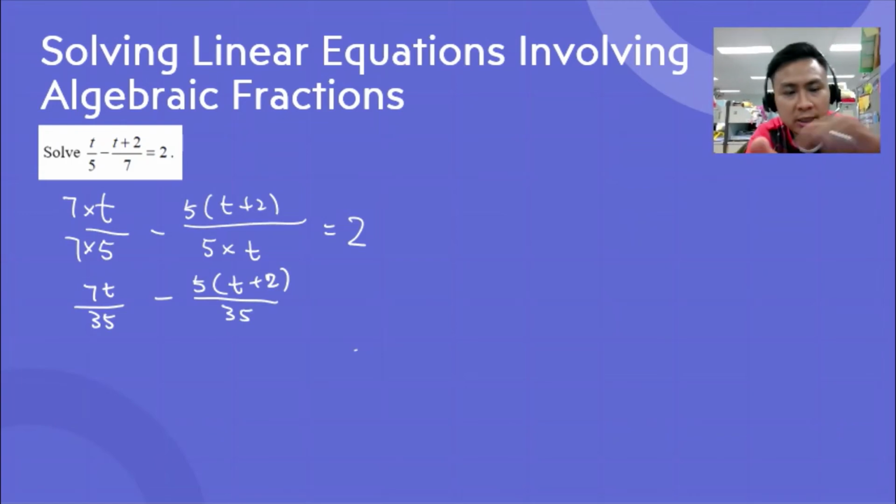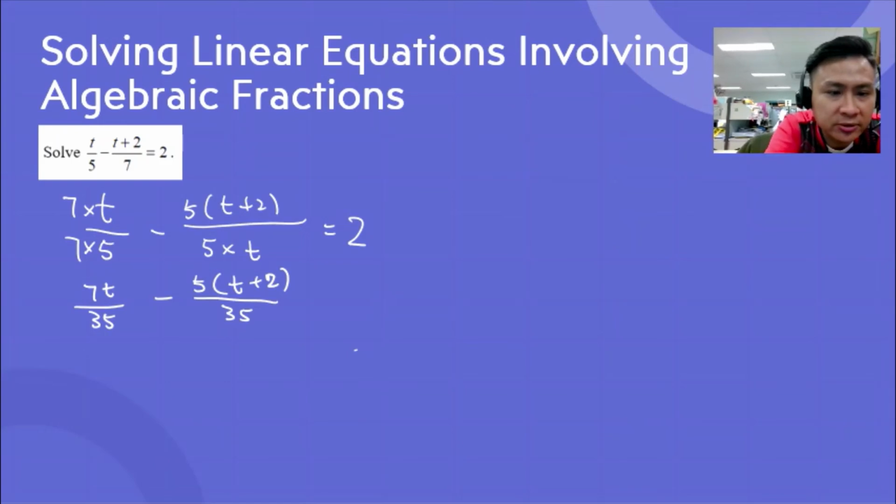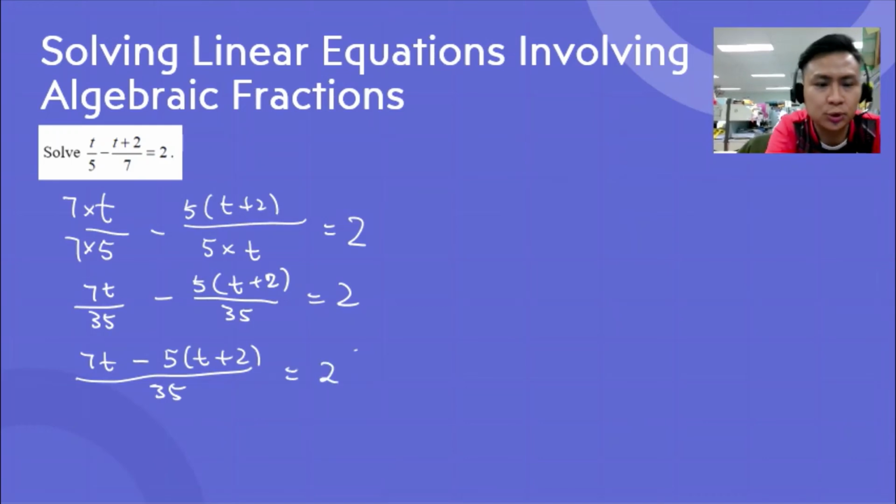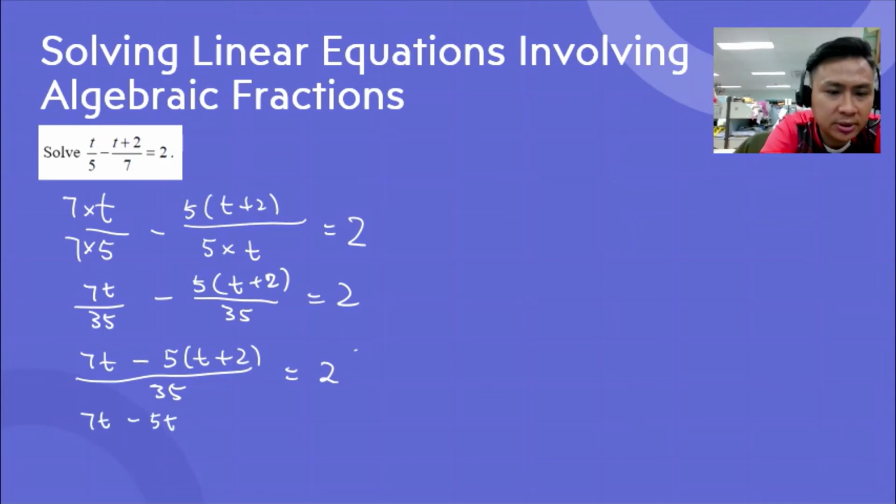Okay, so to combine the fraction, we will just copy everything we see. Alright, so numerator is 7t. Okay, minus, we follow with minus. Okay, the numerator is 5 bracket t plus 2. We'll copy it exactly as it is. Okay, out of 35 equals to 2. Okay, after that we will simplify. So 7t minus 5t. Okay, so this part is the expansion part.